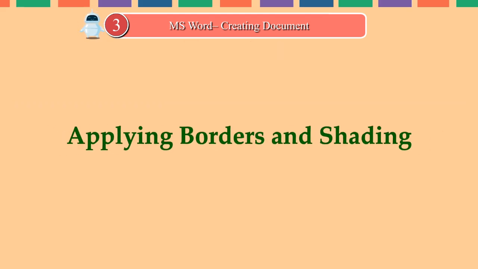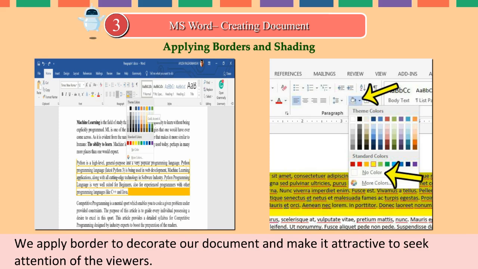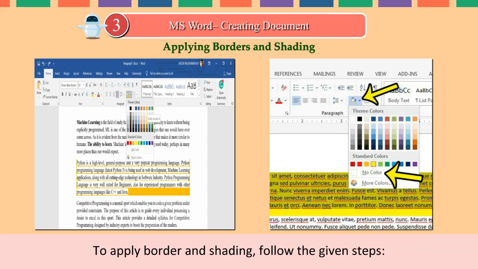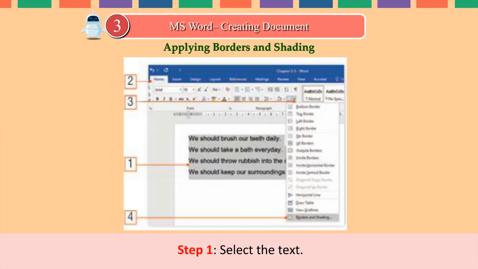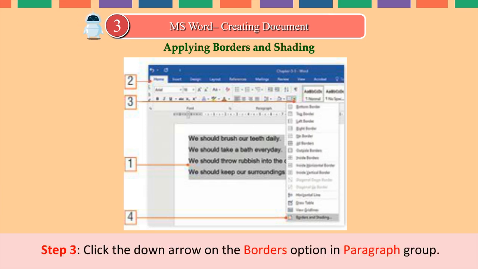Applying borders and shading. We apply border to decorate our document and make it attractive to seek attention of the viewers. To apply border and shading, follow the steps. Step 1. Select the text. Step 2. Click on Home tab. Step 3. Click the down arrow on the Borders option in Paragraph Group.